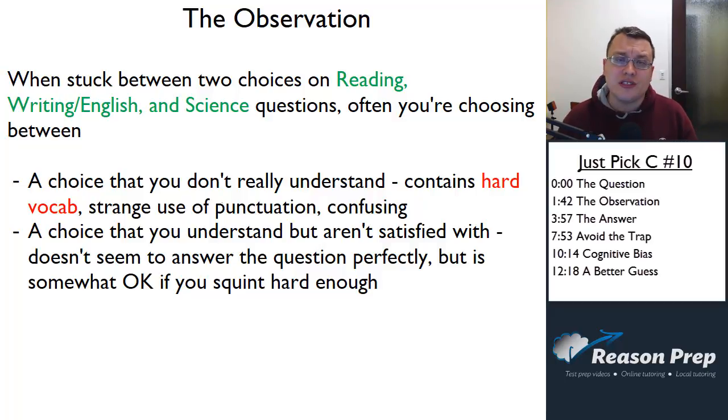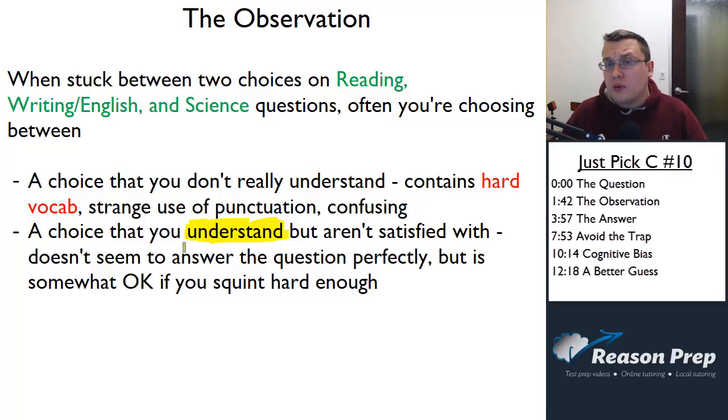When you're stuck between two choices on reading, writing, English, and science, whichever passage, whichever question type, very often, not always, you're choosing between, on the one hand, a choice that you don't really understand. Maybe it contains hard vocabulary, or uses punctuation in a weird way, or it's confusing. And the other choice is one that you understand, but you're not 100% satisfied with it as an answer. It doesn't seem to answer the question perfectly. Maybe if you squint hard enough, it looks all right. It's kind of a weak choice.